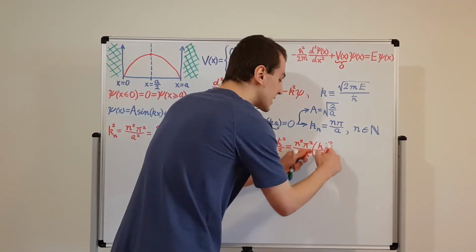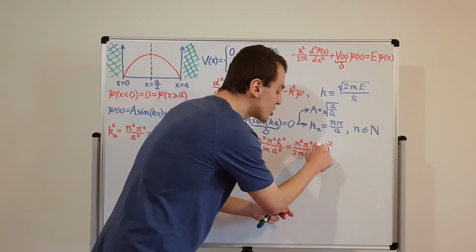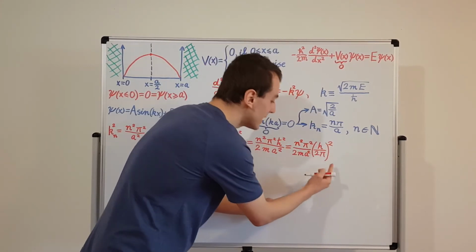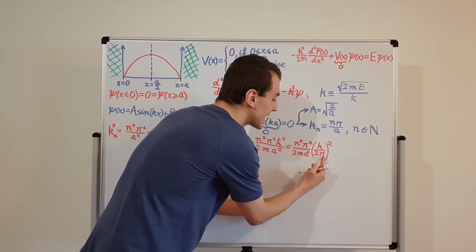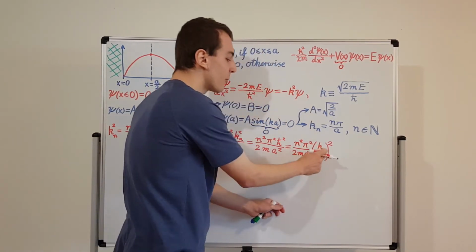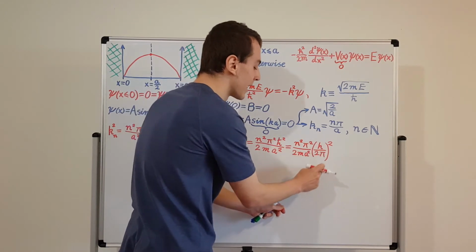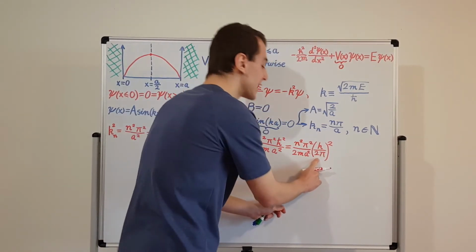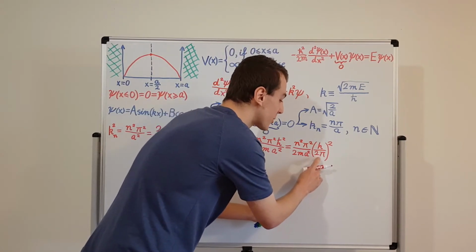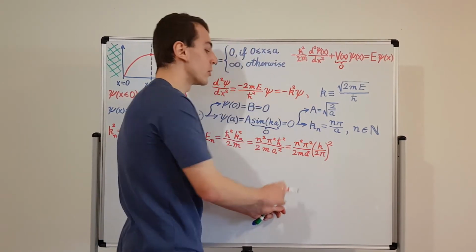What's going to happen when I square this? I'm going to get an h squared in the numerator, but in the denominator, I'm going to get a pi squared. And this pi squared is going to cancel with this pi squared. So we're going to have pi squared in the top and in the bottom. What about this 2? This 2 is also going to get squared. It's going to get turned into a 4. So we're going to have 4 times 2, which is 8.